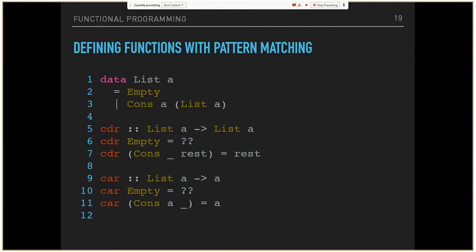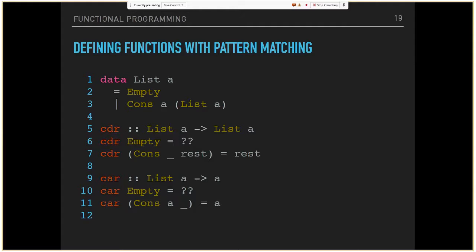I don't know how many of you are familiar with Lisp, but it used to have these car and CDR functions. Car would give you the first element of the list, and CDR would give you the tail of the list, which is everything except the first element. And so let's try defining those in Haskell.